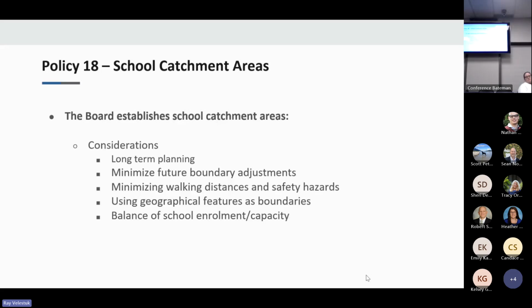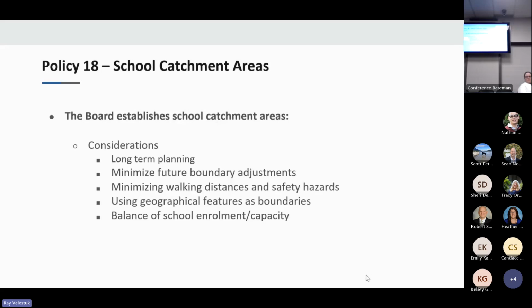But in terms of catchment areas, these are some of the considerations that the board looks at. So minimizing future boundary adjustments. We try not to make them very often because they're long-term. We try to minimize walking distances and safety hazards, and use natural barriers where they exist. So when there's a mountain or a freeway or some major landmarks that help define boundaries, we use those as just sort of common sense in a lot of ways.